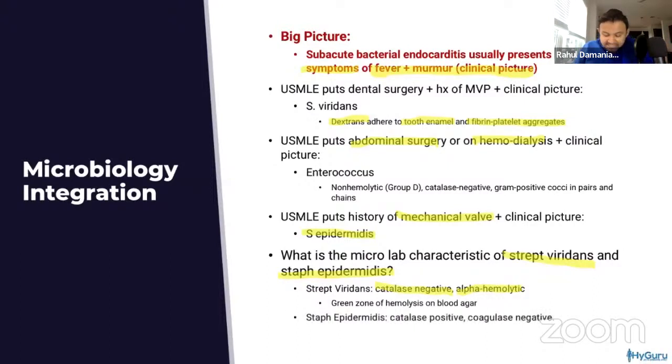And then finally, staph epidermidis is coagulase negative. And I think that this is extremely high yield for you to know that staph epidermidis is coagulase negative. So whenever you see this coagulase negative staph, you're going to be thinking about staph epidermidis. It could be a blood culture contaminant, or it could be due to the sticky staph epidermidis sticking onto some sort of synthetic material in the body.